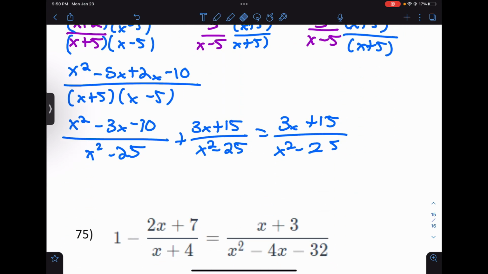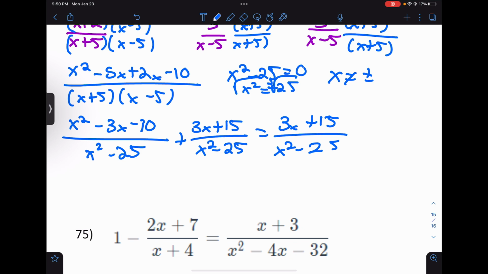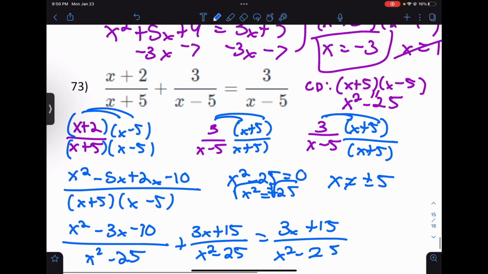All right, so we're going to go ahead and figure out what x cannot equal. So if I set my denominator equal to 0, x squared minus 25 equals 0, x squared equals 25. I take the square root, add in plus minus, we get that x cannot equal plus or minus 5. All right. So at this point, I can go ahead and get rid of my denominator and solve for x.